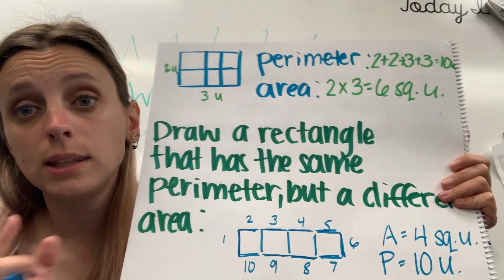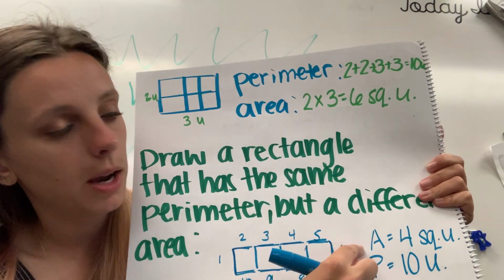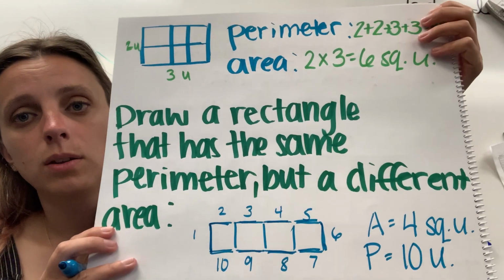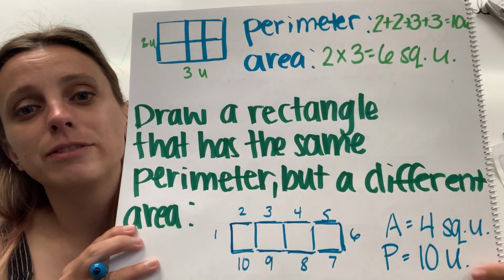So just to double check that this does have a different area, I'm going to count my squares. So my squares are 1, 2, 3, 4. My area is 4 square units. My perimeter is still 10 units. So I've drawn something that has the same perimeter as the rectangle above, but it has a different area.